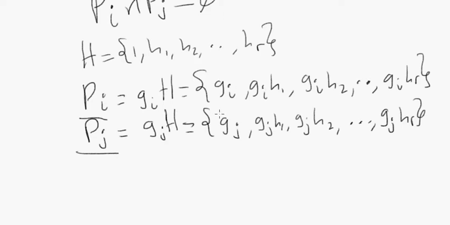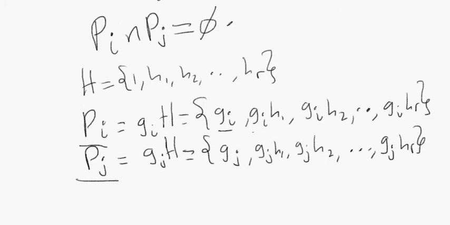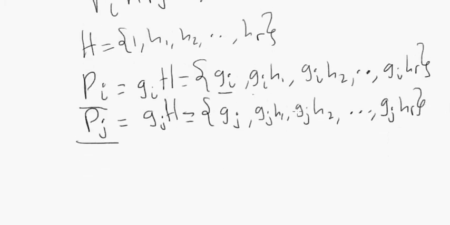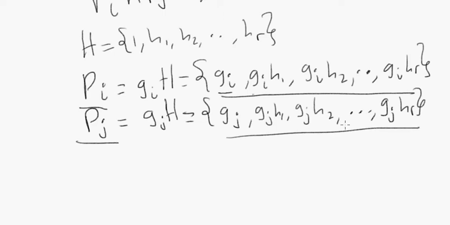elements, what would it mean for Pi intersect Pj to be empty? Well, think about that for a second. To say that Pi intersect Pj is empty means that none of the elements here is an element over here. How can we guarantee that these elements will always be disjoint, that giH will always be disjoint from gjH, right? That's kind of hard to say, isn't it?